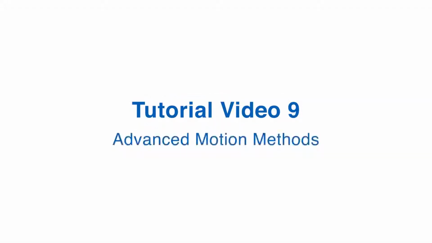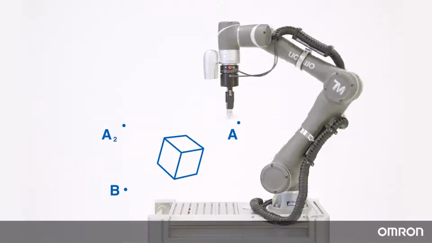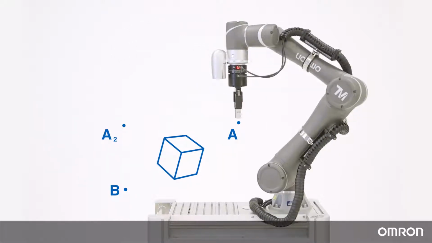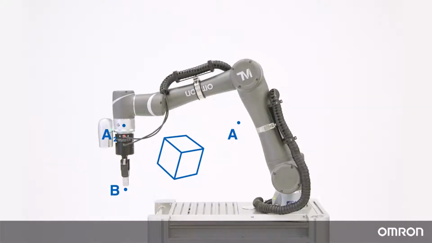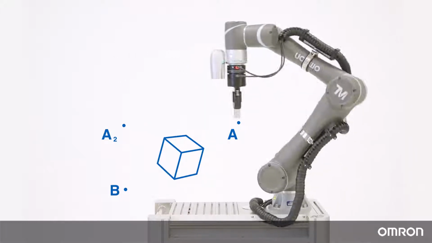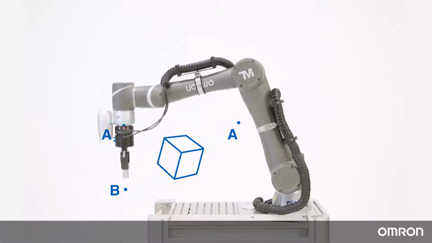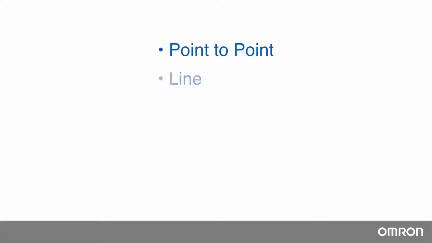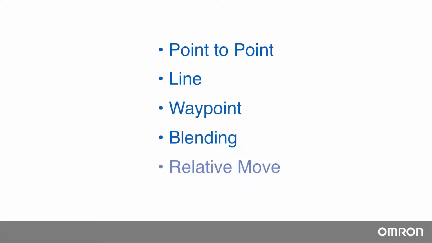Tutorial Video 9: Advanced Motion Methods. Now we will discuss the different types of advanced motions that our cobot is capable of achieving to realize your application. In this video, we will discuss some of the different types of motion that the OMRON TM cobot can use to fit your application. These methods of motion include point-to-point, line, waypoint, blending, relative move, and circle.